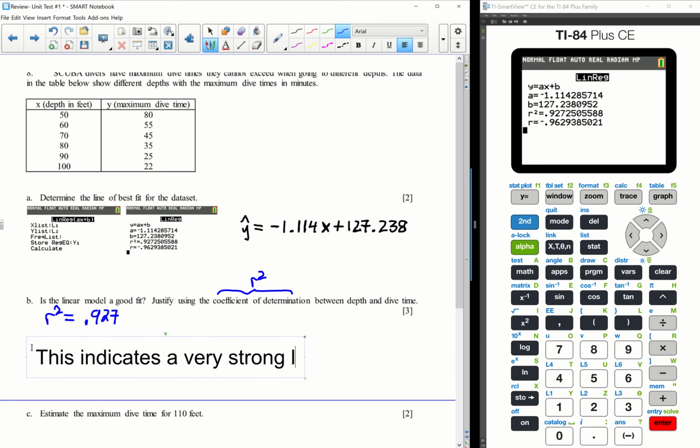So a very strong linear relationship between depth and dive time.